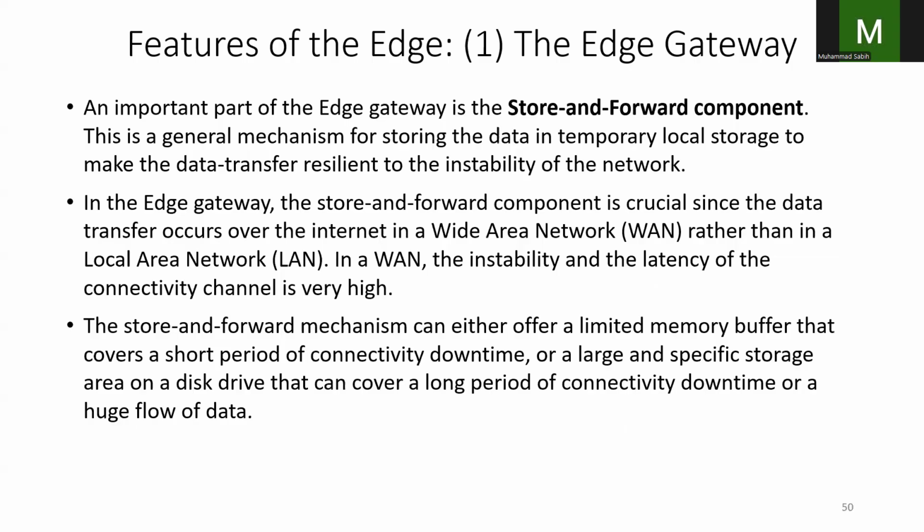So another essential function within the edge gateway is the store and forward component. This mechanism provides a temporary storage buffer that holds the collected data locally whenever there is a network disruption. So it ensures that the data is not lost due to unstable network or any connectivity problem. This becomes especially important when the data is transferred through the wide area network rather than the local area network, since in WAN we have higher latency and instability.